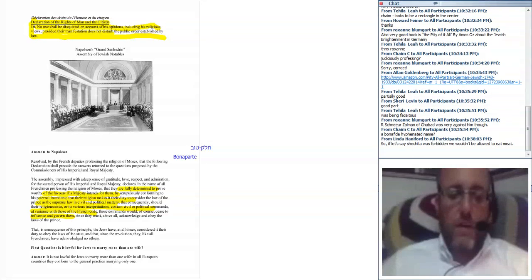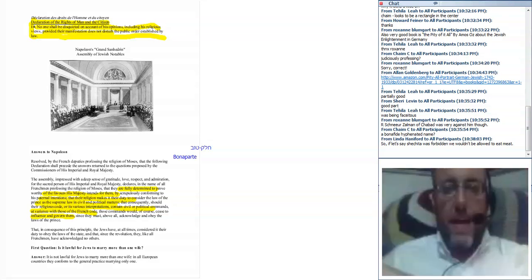Consequently, should their religious code, the Jewish religious code, or its various interpretations, contain civil or political commands at variance with those of the French code, those commands would, of course, cease to influence and govern them.